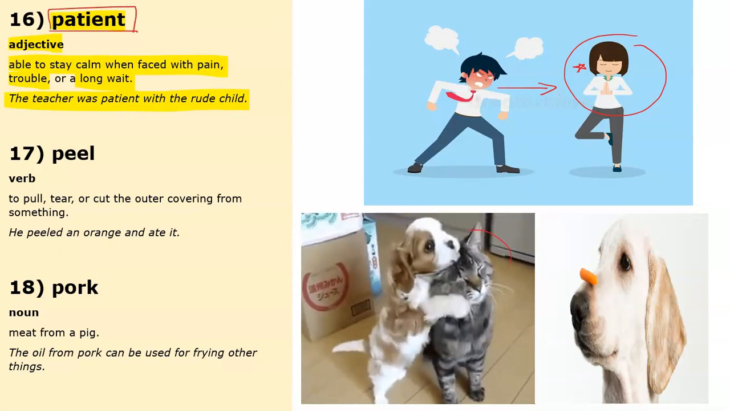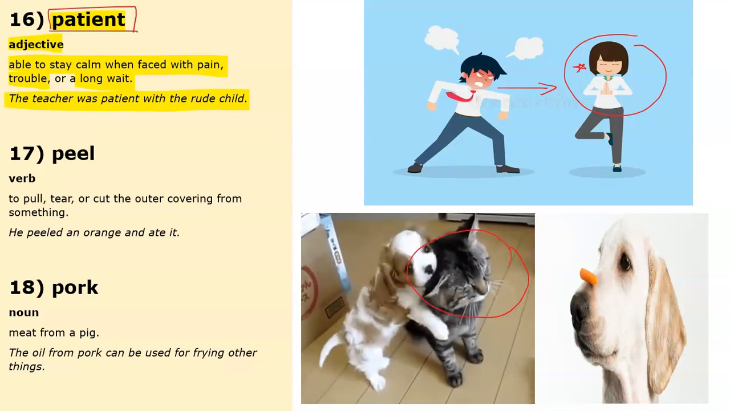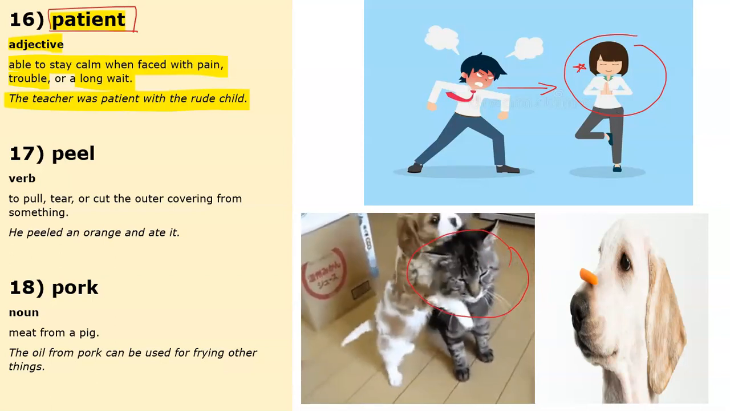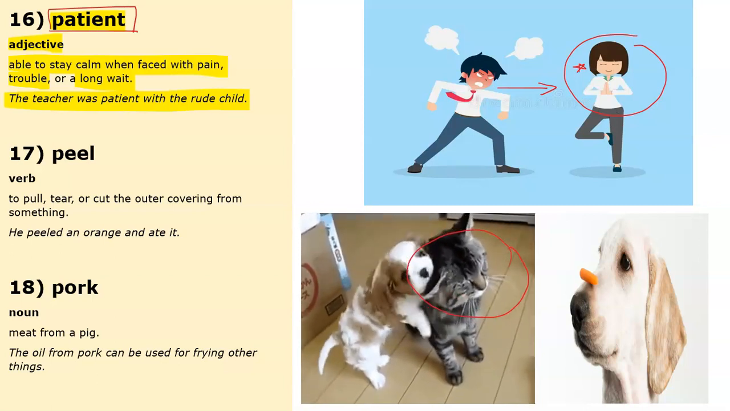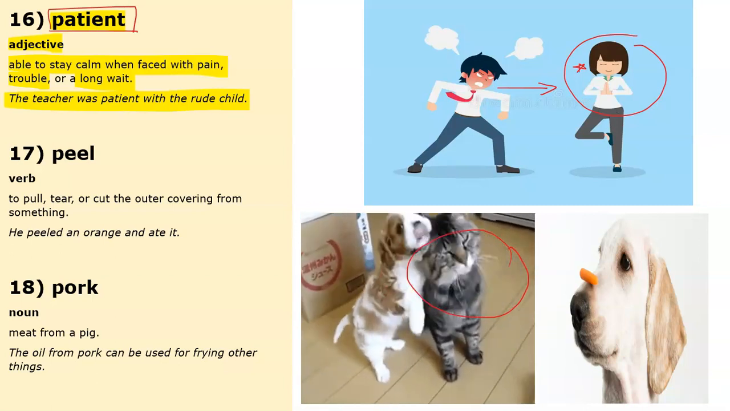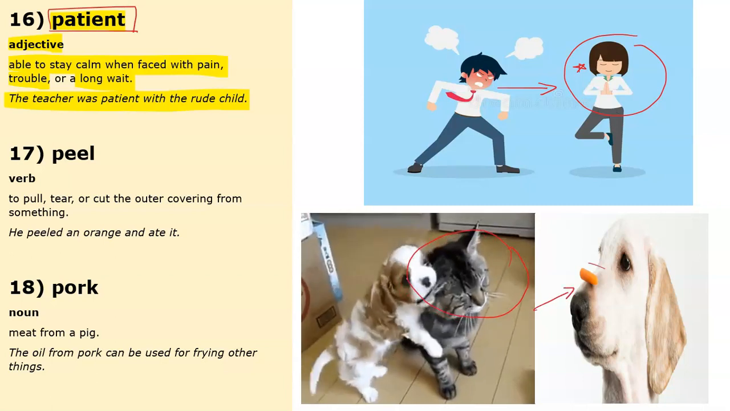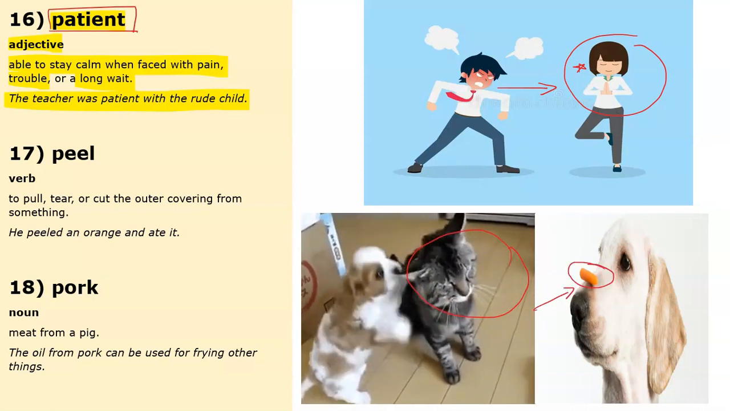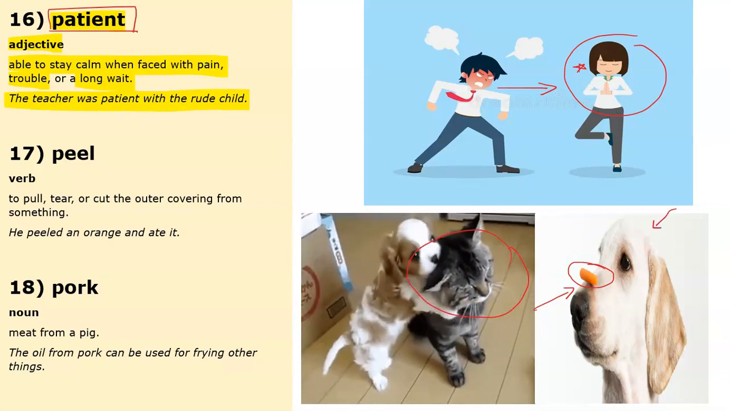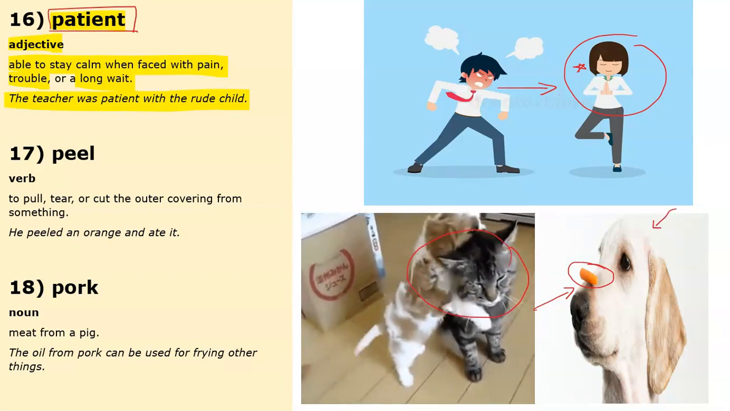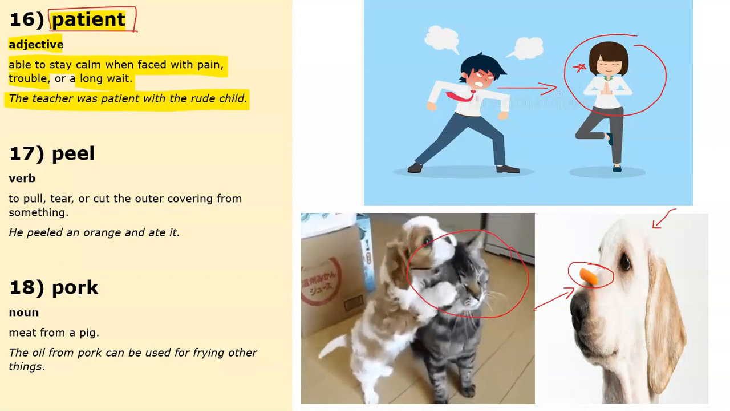Here I can say this patient cat waited while the dog jumped on it. So this cat is very patient. Or the patient dog waited for its owner to say eat. It didn't eat the treat without the owner saying that it's okay. So this dog is very patient. Do you think that you are patient?